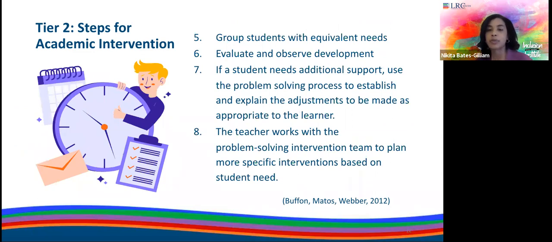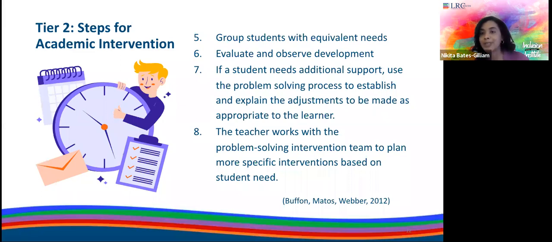Now, continuing with the steps for academic intervention, step 5 suggests that students are going to be grouped upon their equivalent needs, so that as a teacher, you're able to support them in the best way possible. And then looking at step 6, we're going to assess and monitor progress. You can do that via formative assessment, using those constant check-ins, which are definitely going to provide valuable feedback for you and for the students in regards to their progress. And then you can also use curriculum-based measurements, for example, running records or something that correlates with rubric scored examples.